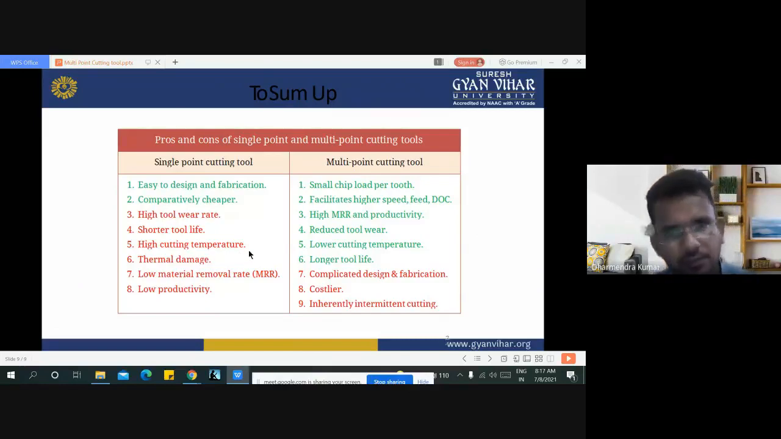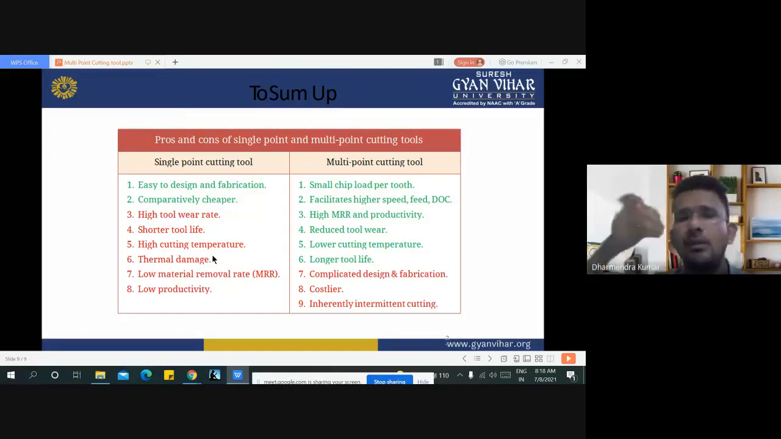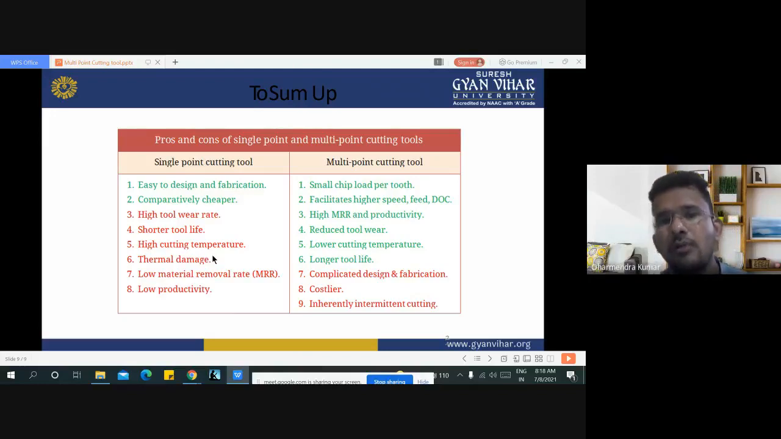Higher cutting temperature in the single point tool, whereas the multi-point tool has lower cutting temperature. Thermal damage occurs due to continuous physical contact between one cutting edge and the workpiece, and due to this continuous contact there is generation of heat, and due to the generation of heat there may be chances of thermal damage at the tip of the single point cutting tool or at the nose radius. Overall thermal damage decreases the life of the single point cutting tool.